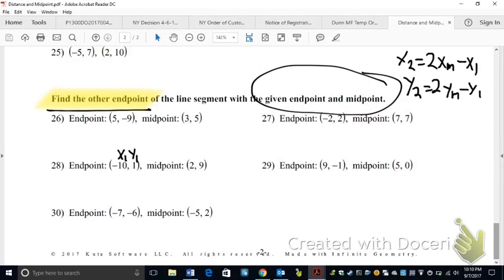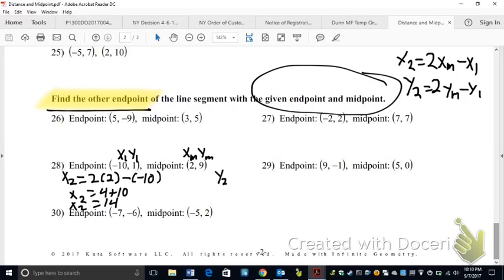So we're going to label our points. We're going to do number 28, x1, y1, xm, ym. Remember, x1, y1, that's our endpoint. xm, ym, that is our midpoint. So now we have that, and we're just going to plug them into those two equations. So x2 equals 2 times xm, that's 2, minus x1, that's negative 10. So that gives us x2 equals 4 plus 10, or x sub 2 equals 14.